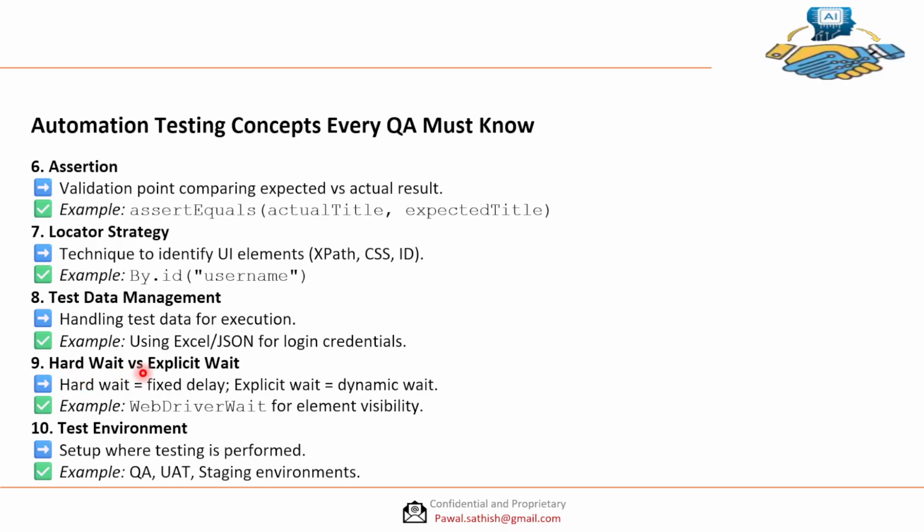Then hard wait versus explicit wait. Hard wait is a fixed delay. Explicit wait we can say is a dynamic wait. WebDriverWait is an example of explicit wait, for element visibility. Then test environment, a setup where testing is performed. As we saw in the last session, we have different test environments like QA environment, UAT environment, PT environment, staging environment. All these are called test environments where we can perform the testing.